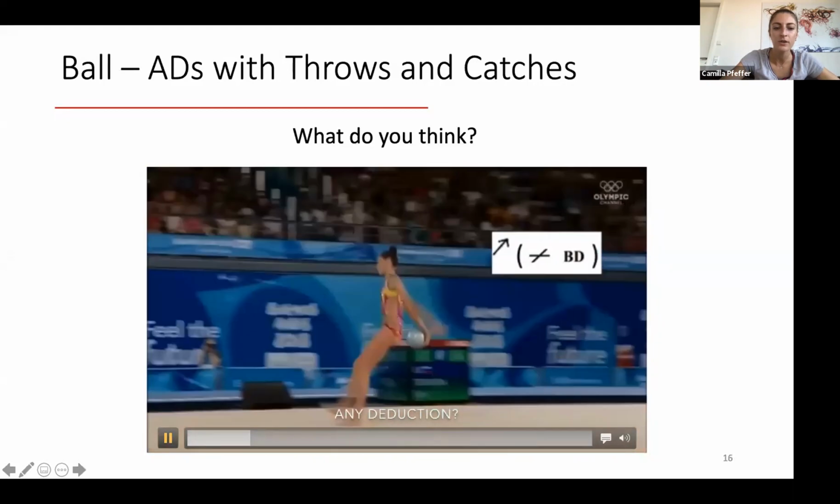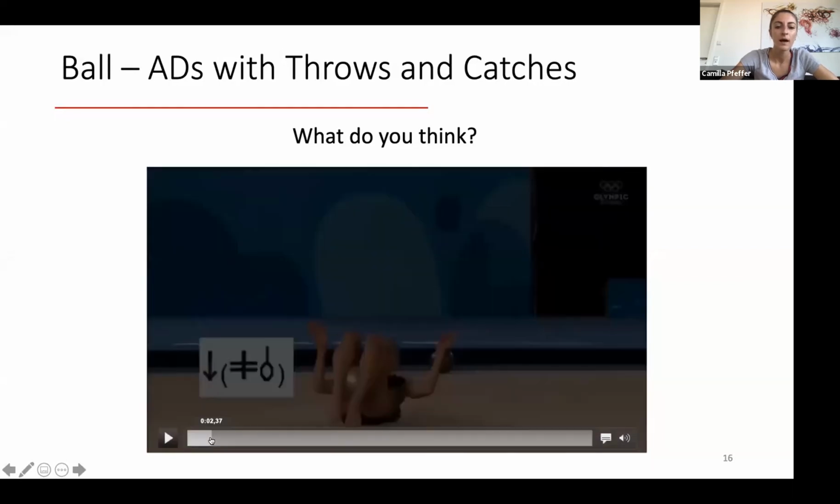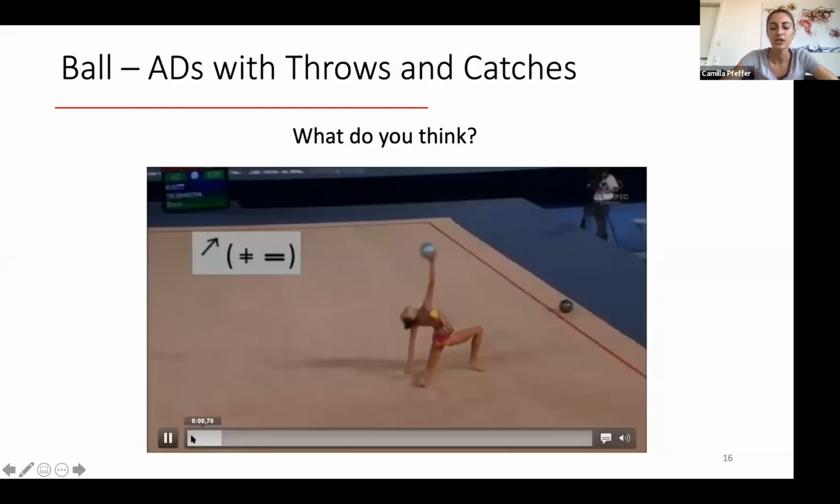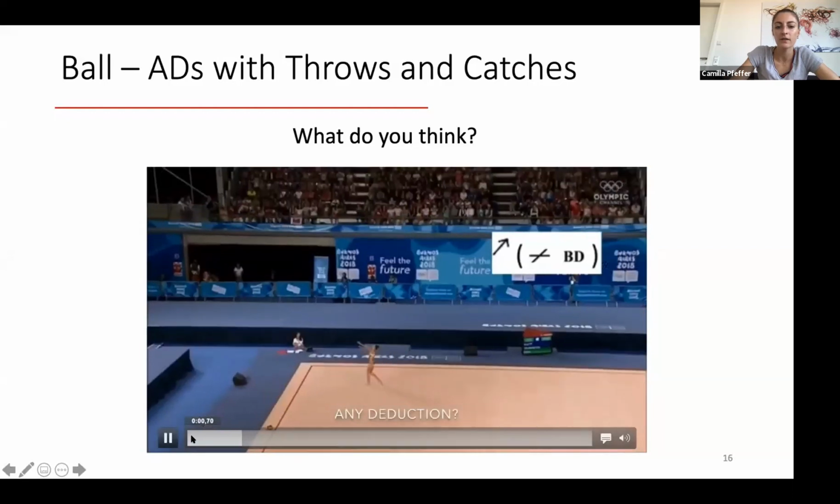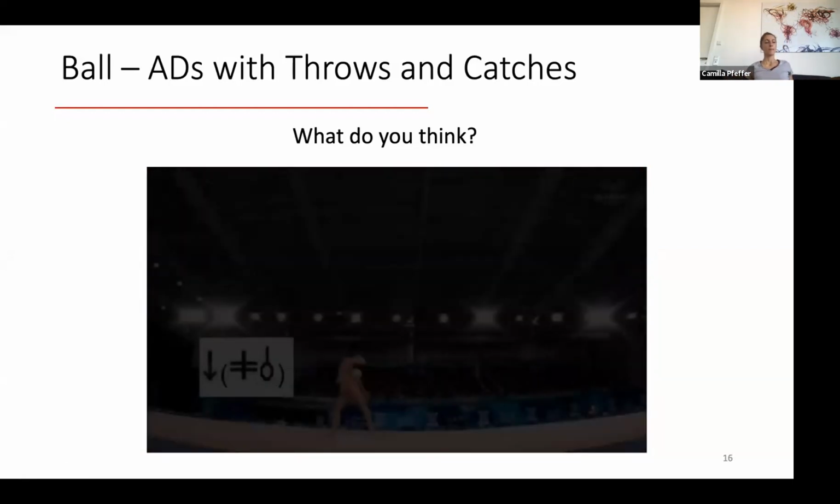And during body difficulty. I'm sorry, maybe the videos are a little bit too short. But yes, she's throwing under the leg during body difficulty. So the AD is perfectly right. But she's doing 2 steps to catch the ball, at least. Yes, 1 or 2 steps. So here there will be a deduction of 0.3 at least.